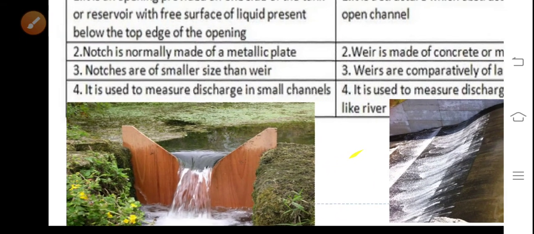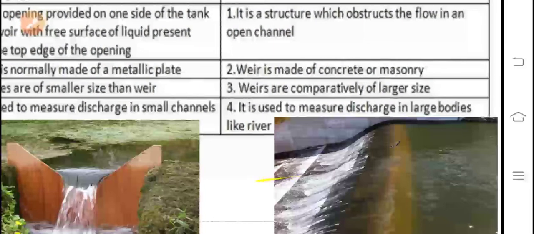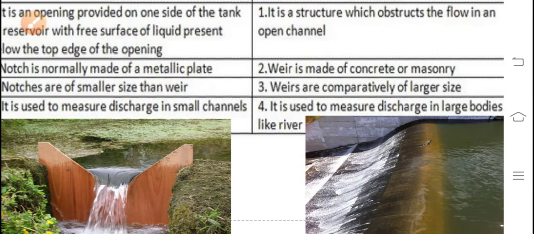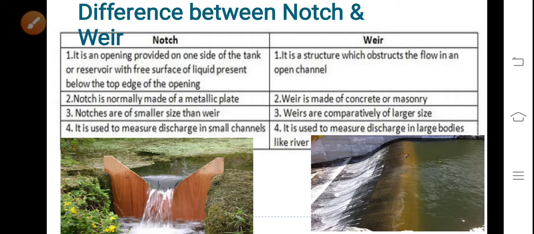Notches are used to measure discharge in small channels like in laboratory work, whereas weirs are used in the field. They are used to measure discharge in large bodies like rivers. It is shown here. This is a weir, this is a notch. This is a notch, this is a weir.